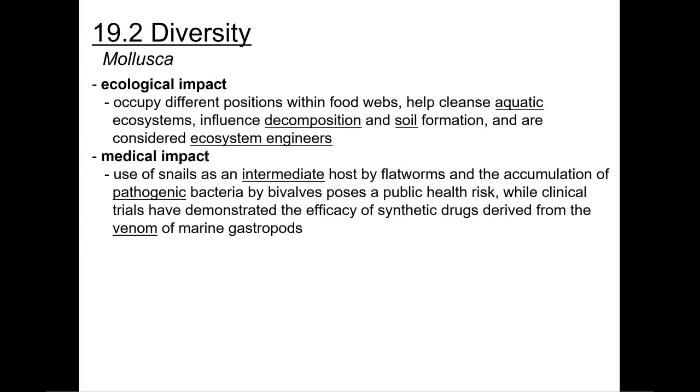Ecological impact is that they occupy different positions within food webs and help to cleanse aquatic ecosystems. They influence decomposition and soil formation, and they're considered ecosystem engineers because of this. Medical impact is that snails can be used as an intermediate host by flatworms, and bivalves accumulate a lot of pathogenic bacteria that pose a public health risk. Clinical trials have also demonstrated the efficacy of synthetic drugs that are derived from the venom of marine gastropods.